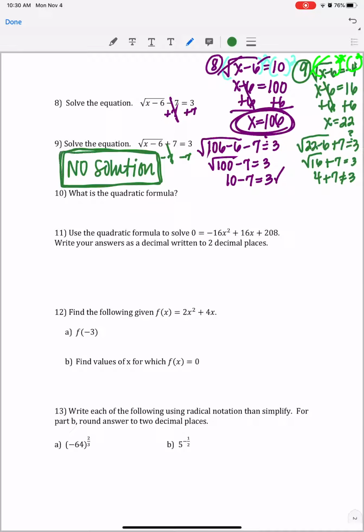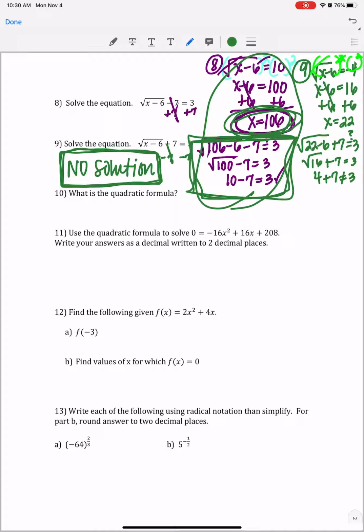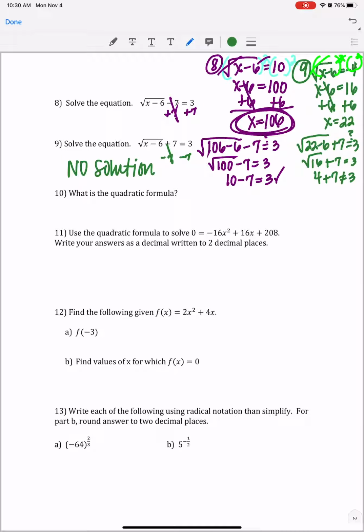Okay, and that's why it's very important that you check. If you do not check, you will not get full credit. So even on 8, when the answer was 106, if you do not check to make sure that it works, you will not get full credit. So make sure you check to get every point you can.